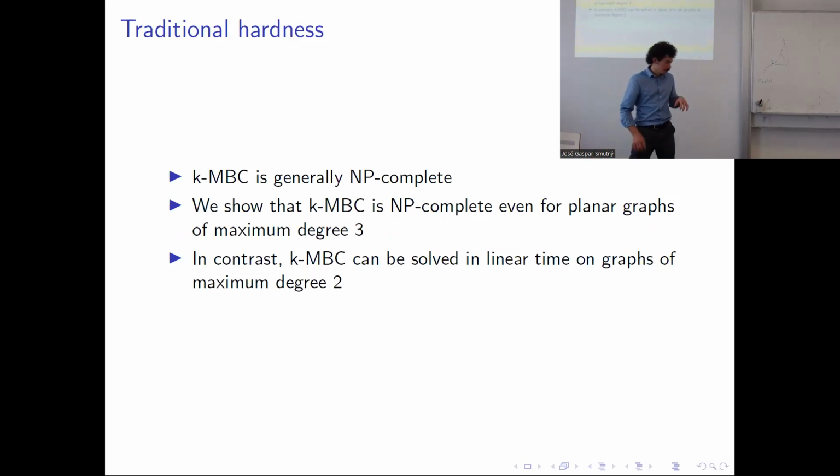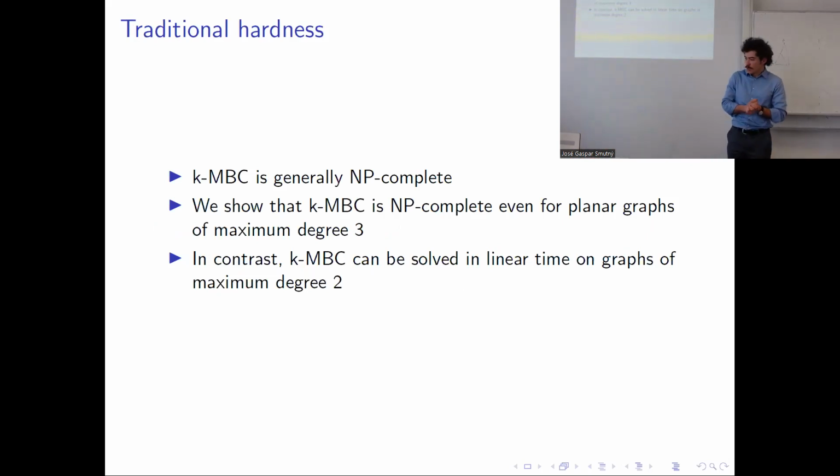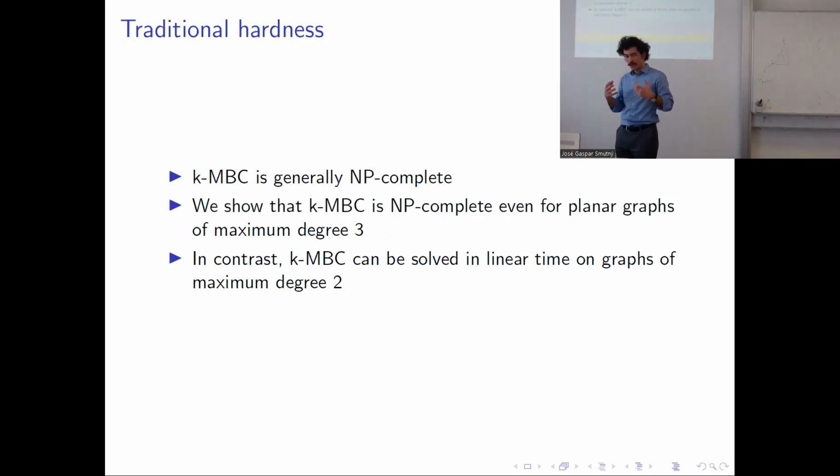Now, for the traditional hardness of this problem, we know that this problem is NP-complete. This was shown in the past. We show that k-GBC is NP-complete even for bipartite, planar graphs of maximum degree 3. So even for a restriction of the input graphs, we know that this problem is NP-complete.